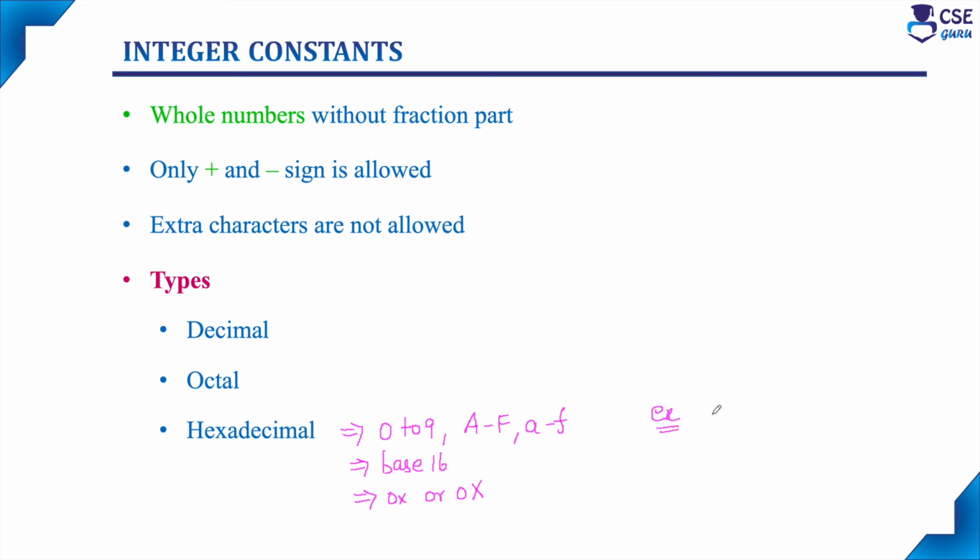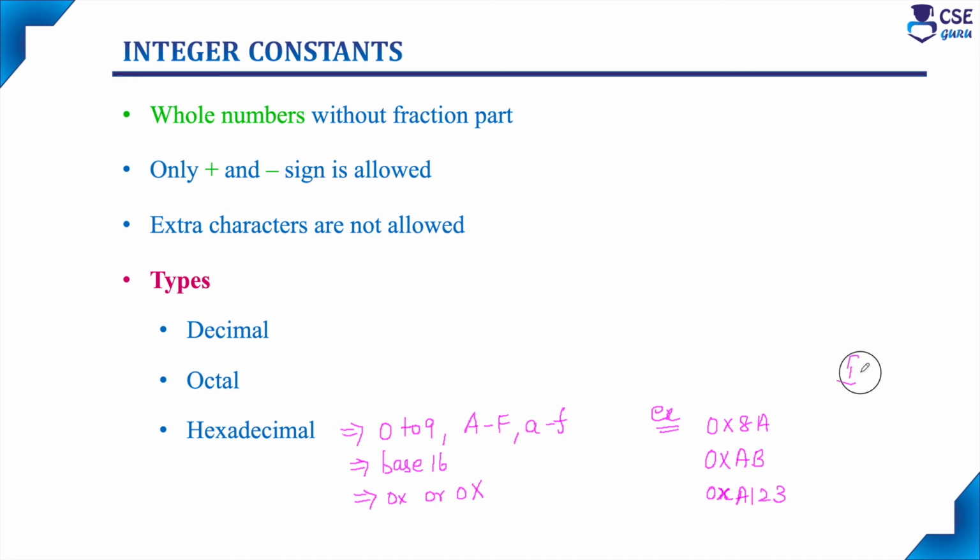So for example, valid hexadecimal constants are 0x88. This is a valid hexadecimal constant since it is preceded by 0x and it has included the digits 0 to 9 as well as the letters A to F only. This is a valid hexadecimal constant since it is preceded by 0x and it has included the letters A to F. And this is a valid hexadecimal constant. It is preceded by 0x and it has included the letters A to F as well as the digits 0 to 9. So these are all valid hexadecimal constants.